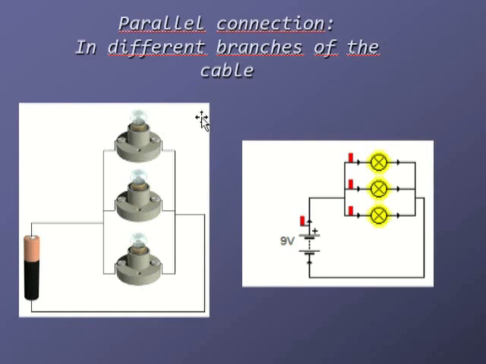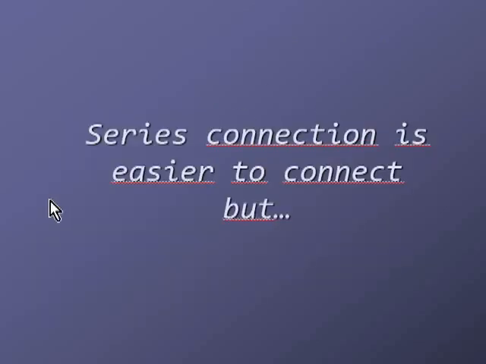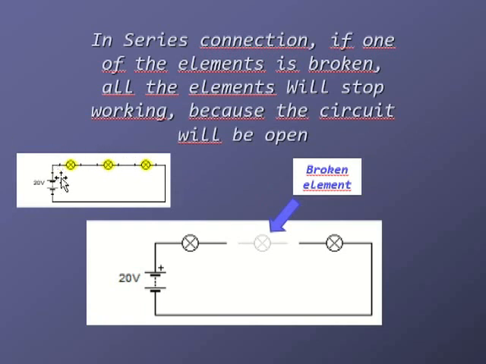Okay, so they have advantages and disadvantages. For example, series connection is easier to connect because you have to use less cables or less wires. But we have a problem. The problem is that imagine that you have this circuit with three lamps. If one of them is broken, the other two will stop working. Right? They will stop working.